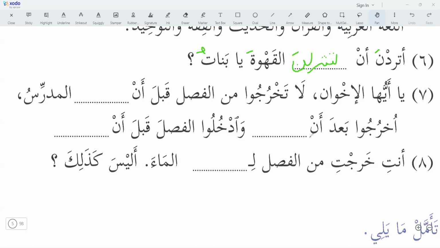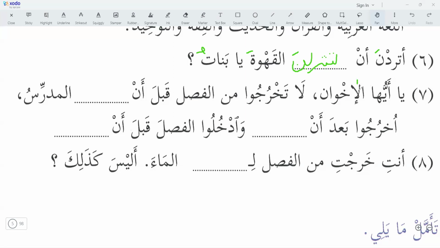Leave after he leaves, and enter the class before he enters. So it will be an, an tadkhul. Yadkhul, third person. Yes. Ya ayyuhal ikhwan, O brothers.